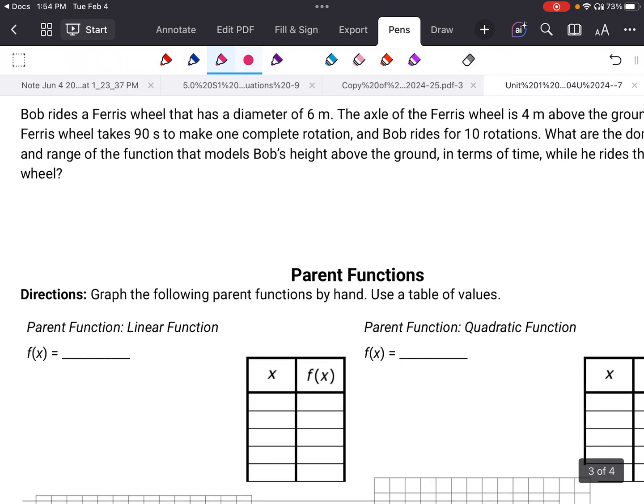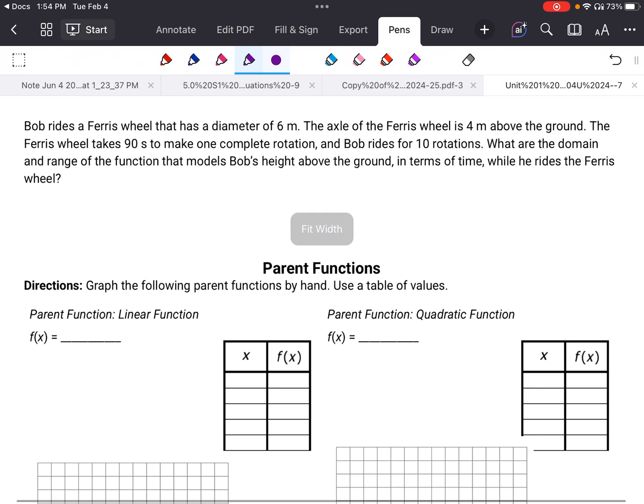Bob rides a Ferris wheel that has a diameter of 6 meters. The axle of the Ferris wheel is 4 meters above the ground. The Ferris wheel takes 90 seconds to make one complete rotation, and Bob rides it for 10 rotations. So that's going to be key: 90 seconds per rotation for 10 rotations. What are the domain and range of the function that models Bob's height above the ground in terms of time while he rides the Ferris wheel?